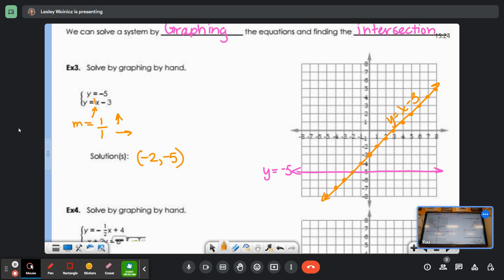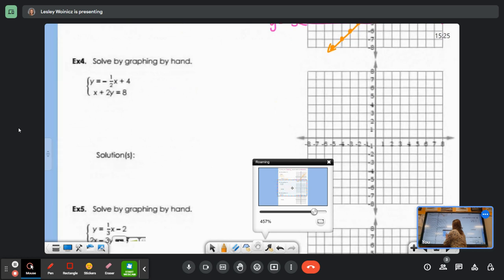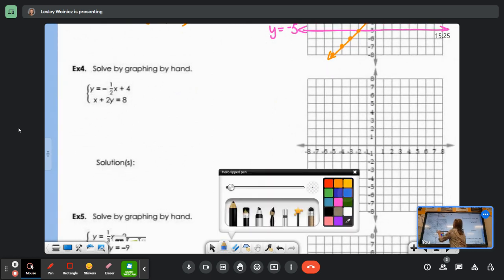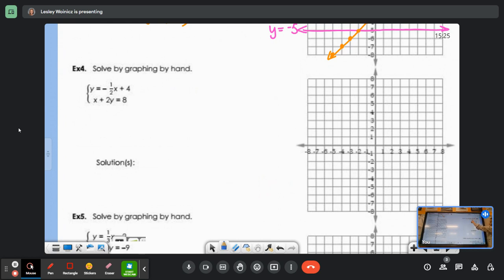Easy peasy? Okay. It's time to level up a little bit. Level up, level up. Okay, so what's my b value for my first equation? 4. It is 4. And then my slope is, what kind of 1/2? Negative. So I'm going to go down 1, right 2. Double check that your graph is going down as you read it from left to right, like a book.